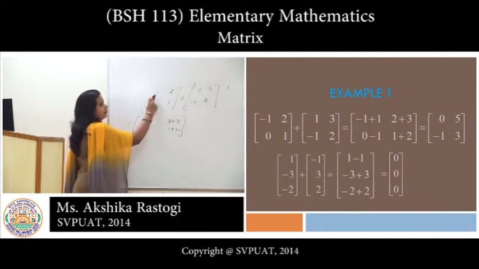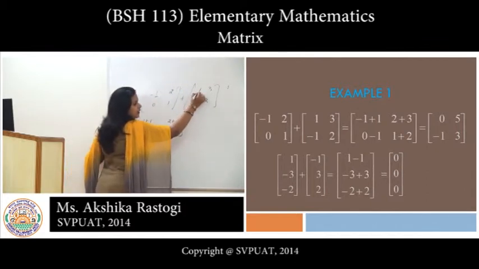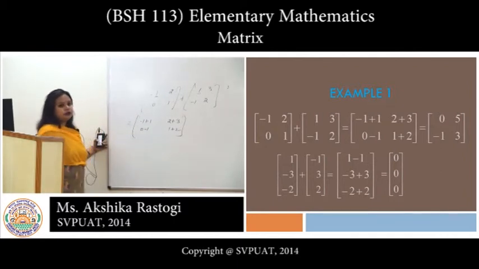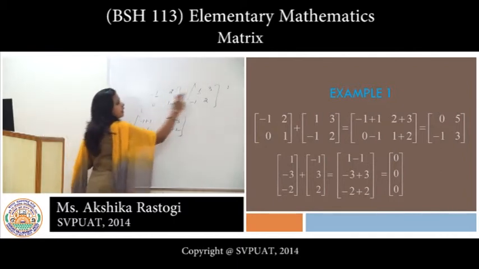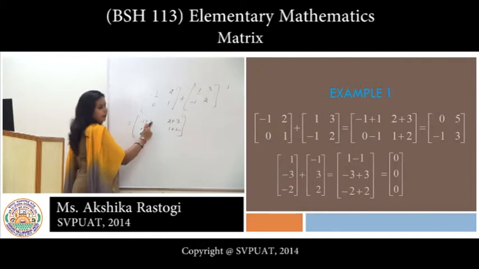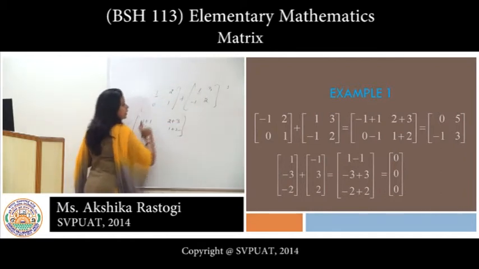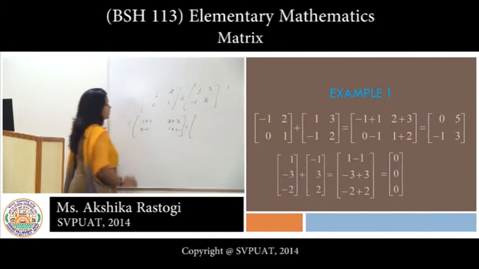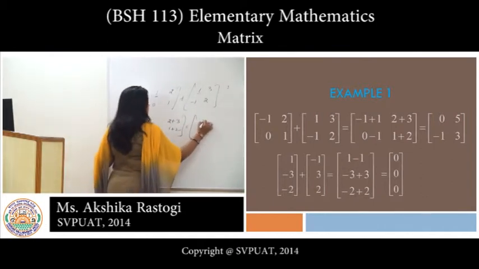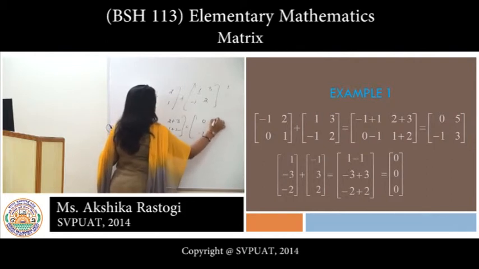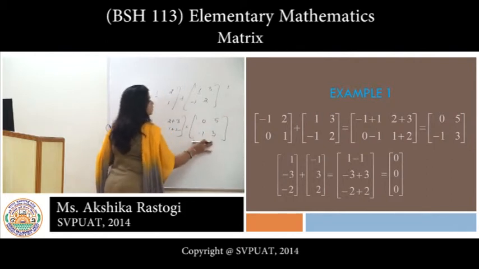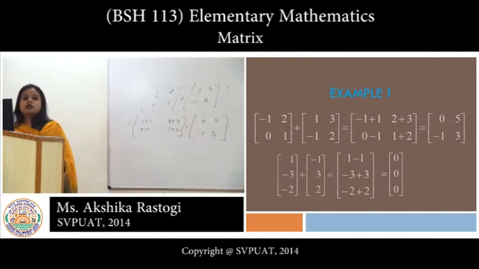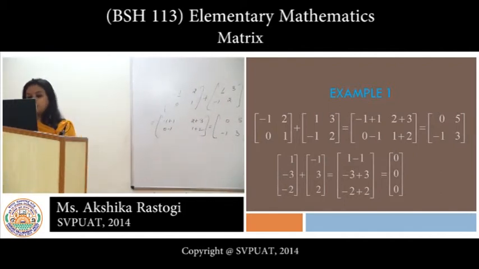This is the way we can add two matrices. Each element will be added with the element at the same location. This element is A11 and in the other matrix this element is also B11. The location is the same, so we will add these elements: -1 plus 1, then 2 with 3, 0 with -1 and 1 with 2. So the resultant matrix is 0, -1, 5 and 3. This is how we can add two matrices.